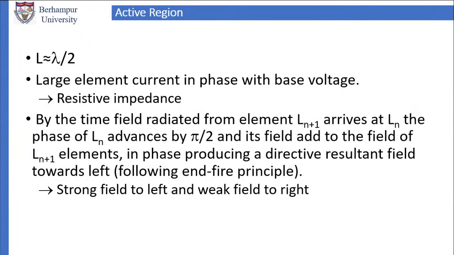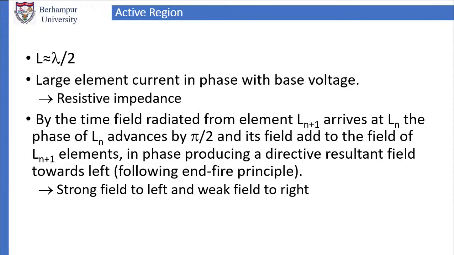Then we'll come to the active region. L is approximately lambda by 2, so you have a large element current. Since it is approximately lambda by 2, it will be in resonance, and because of resonance we will have large current. This is a large element current which is in phase with the base voltage. Base voltage means the feeding voltage, the voltage at the feed point. Therefore, we will get resistive impedance in this region. So in the active region, the impedance will be resistive in nature.